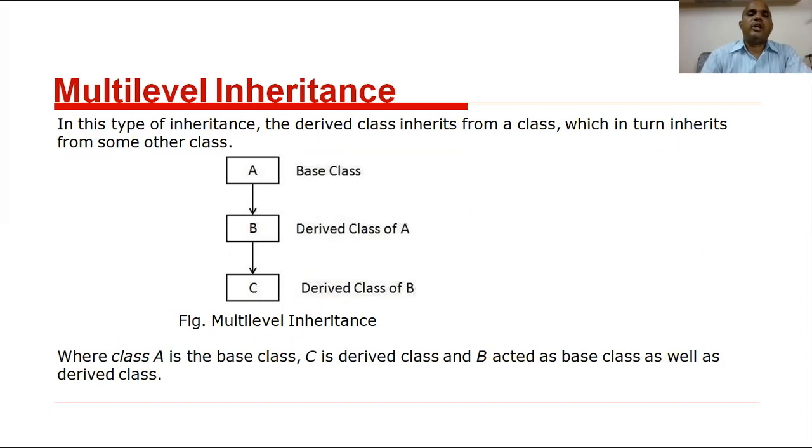In this type of inheritance, the derived class inherits from a class, which in turn inherits from another class. Here it is multi-level, so there is only one base class. This is called the intermediate base class or derived class A. Then this is the base class. So I want to derive the data from A. Is it possible? Yes, possible.